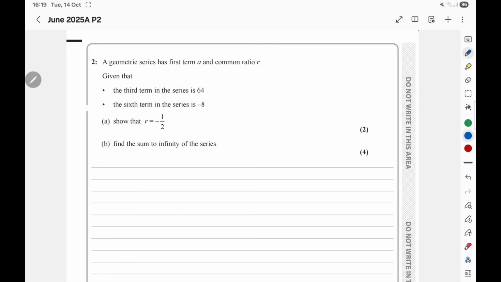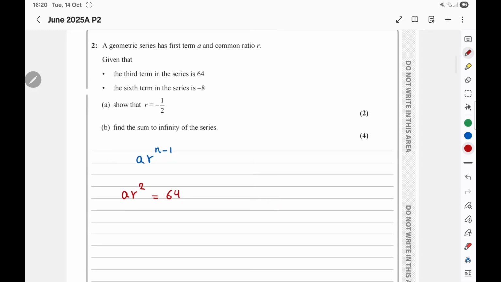Question 2. A geometric series has first term A and common ratio R. Given that the third term in the series is 64, the rule of the nth term for a geometric series is A R power n minus 1. If the third term in the series is 64, this means that A R power 3 minus 1, which is 2, is equal to 64. This is the first equation.